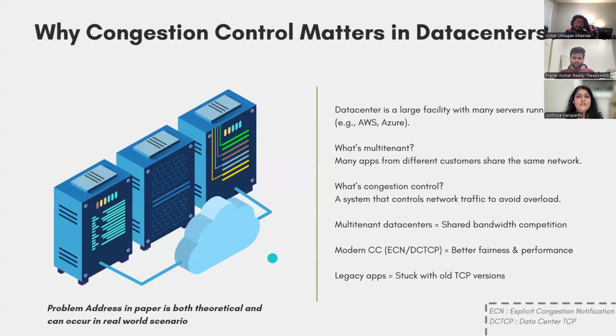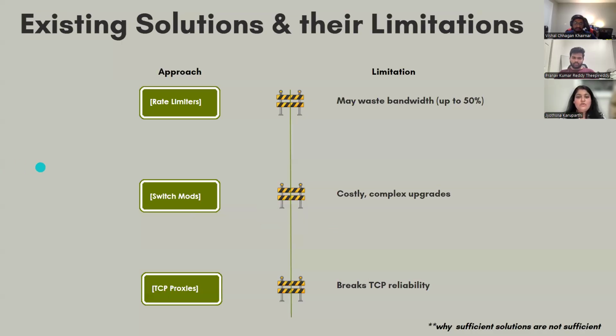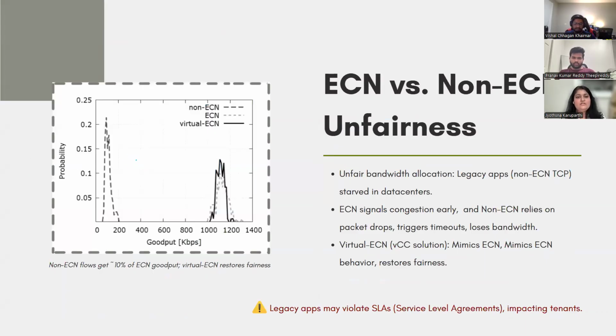The paper we are presenting today focuses exactly on this issue: how to handle fairness in this busy shared environment when legacy applications and modern applications compete. Now that we understand the basics, let's move on to the real-world problem and its evidence. This graph here shows how legacy applications suffer in multi-tenant data centers, potentially violating SLAs. The paper's solution, Virtual ECN, aims to eliminate this unfairness by enabling legacy flows to compete fairly with modern flows.